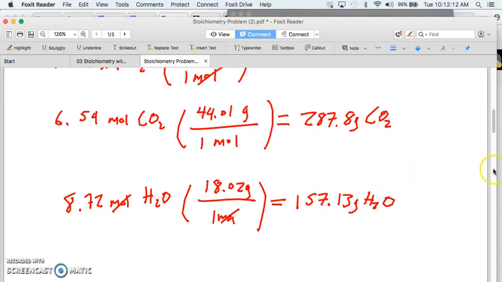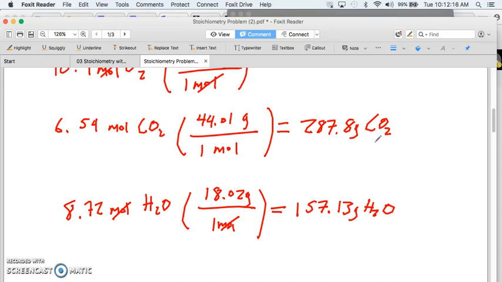Okay, and that's stoichiometry in its most basic form. Later in the class, I might ask you how many milliliters of H2O were formed, how many milliliters of carbon dioxide were formed, and we'll use something called the ideal gas law to do that problem.